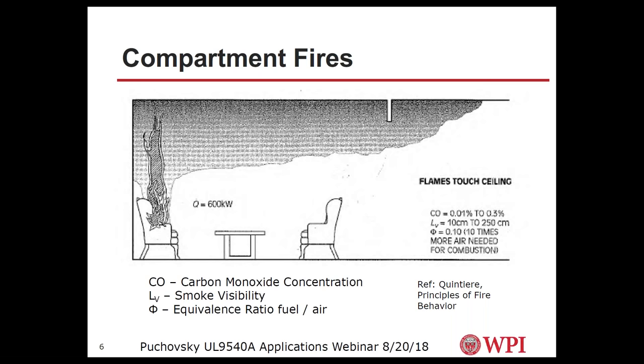Okay, so the first slide here is if you've had some sort of ignition on the fuel source, which is shown here as a chair. That fire will begin to flame, a plume will develop, a ceiling jet will develop, products of combustion will begin to be produced, and that room will fill with smoke.